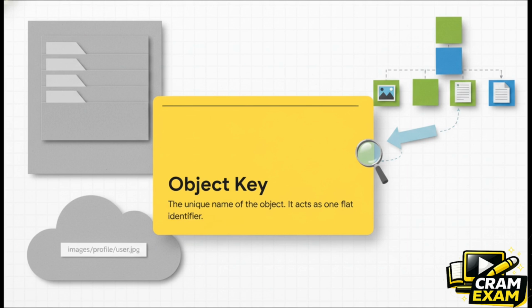If you name an object images/profile/user.jpg, the AWS console sees those forward slashes and pretends it's a folder structure, really just to make your human brain happy. But to S3's backend, that entire string is just one single flat identifier.